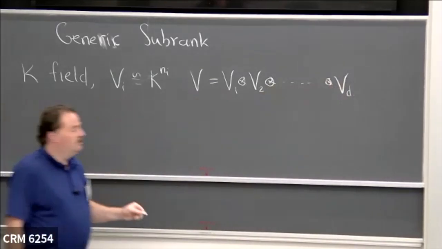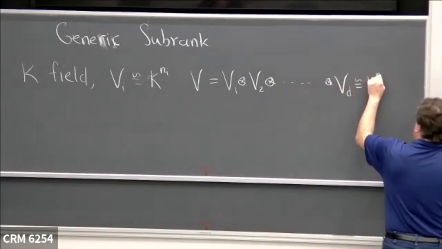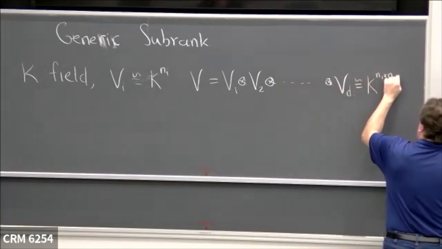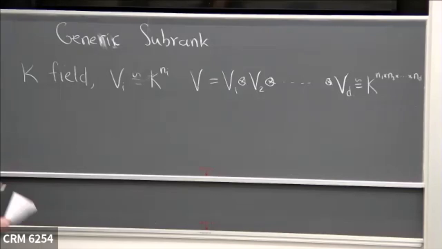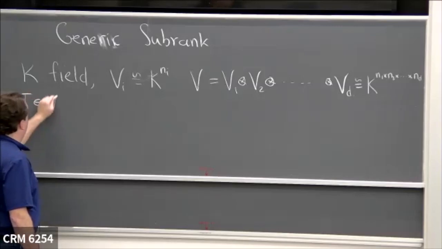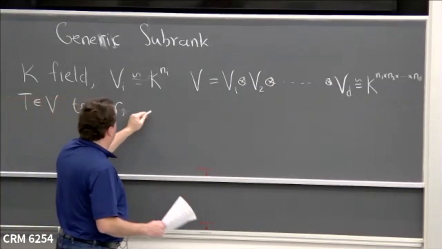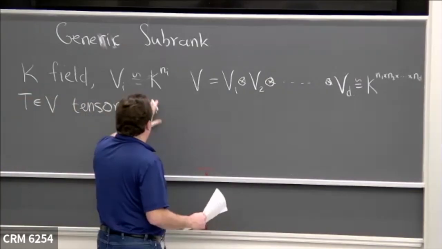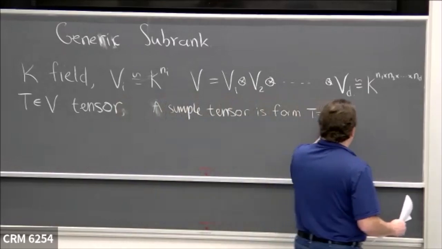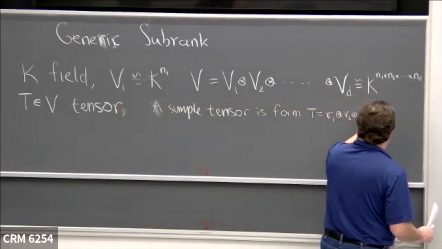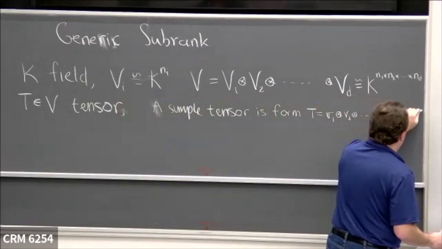One way you can think about this, a more computer-sciencey way, would be to think of these as d-dimensional arrays of size n_1 times n_2, etc. An element in this vector space we call a tensor. There are special tensors: a simple tensor is a tensor of the form v_1 tensor v_2, etc., where v_i lies in capital V_i.